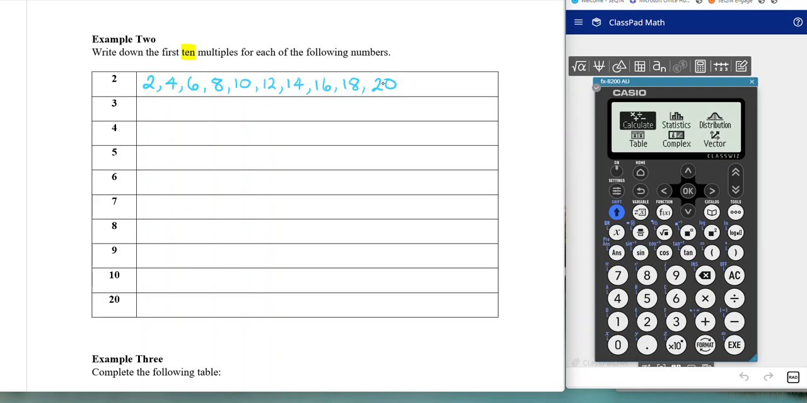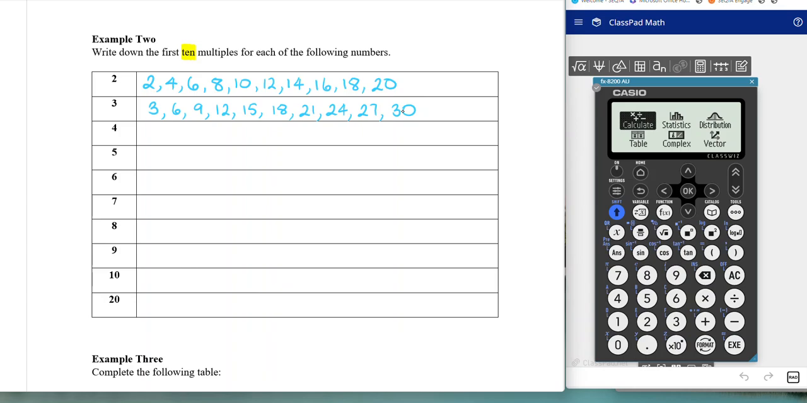So 3 times tables is 3, plus 3 is 6, plus 3 is 9, plus 3 is 12, plus 3 is 15, plus 3 is 18, plus 3 is 21, plus 3 is 24, plus 3 is 27, and plus 3 is 30. I'm just adding 3 every time instead of having to go 3 times, 3 times, all right? Adding on 3 each time until I have 10 numbers.